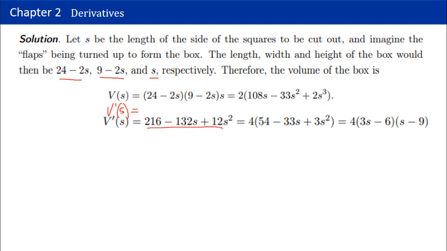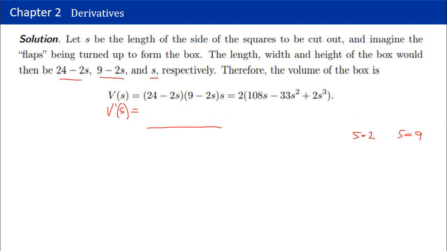Now, i-equate natin sa 0. Pag equate natin sa 0, ang kanyang factor is equivalent to 3s minus 6 times 4 times s minus 9. Kasi mapafactor natin ang 4 dito. So, kung mapafactor ang 4, we got 54 minus 33s plus 3s squared. And this can be factored by 3s minus 6 and s minus 9. So it means our s now is equal to, so s minus 9 equals 0, so s equals 9, kasi this one, 3s minus 6 equals 0, so therefore s equals 2.